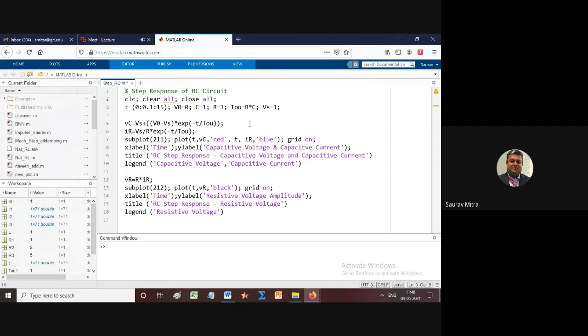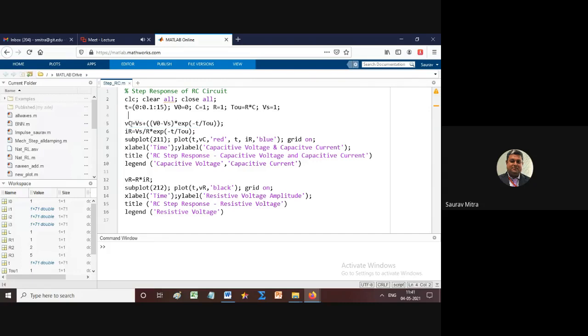So here I am plotting RC step response for a single circuit. IR is equal to VS by R and exponential minus T by tau. This is the actual formula that we are plotting for. That is, capacitive voltage is equal to supply voltage Vs, plus V0 minus Vs into e raised to minus T by tau. V0 is equal to 0, initial voltage I am taking as 0, and Vs I am giving as 1. Let us first plot this and then we will play with it.